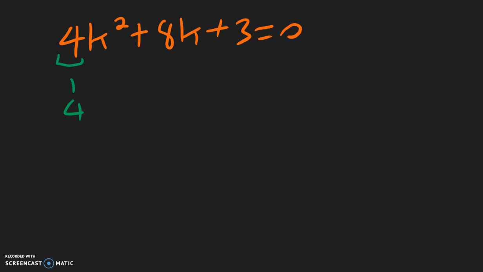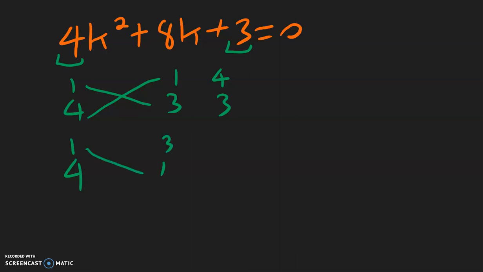1 times 4 is 4, and for the 3, we can try 1 times 3, and then we cross multiply. 1 times 3 is 3, 4 times 1 is 4, but a 4 and a 3, if we add that, that's a 7. If we subtract that, that's a 1. So that combination does not work. We can try 1 times 4, and then flip the 1 and 3 to become 3 times 1. 1 times 1 is 1, 4 times 3 is 12. We are trying to get a positive 8, so the bigger number needs to be positive, but 12 plus 1 is 13, and 12 minus 1 is 11. So that still does not work.